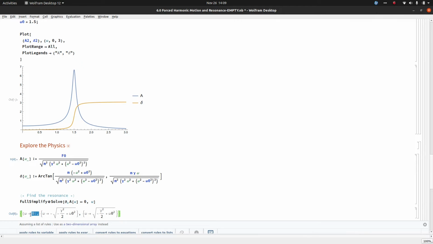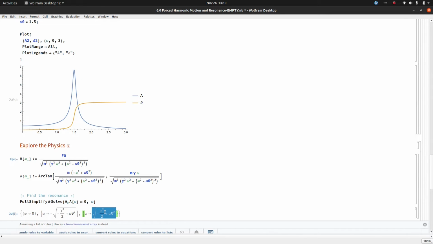One of them is that you have a solution at omega equals 0, so your slope is 0 over here. That doesn't really help us out too much because that's not where the peak is. Nor is the peak this negative value coming out of the square root, so I don't want that one. Instead, I am going to want this to be my resonance solution.